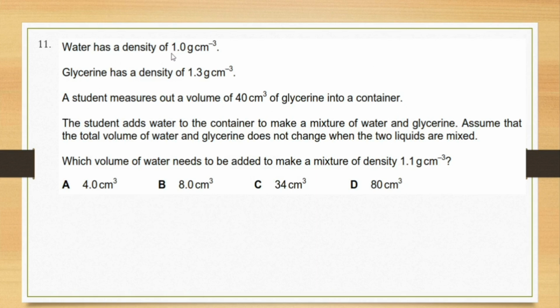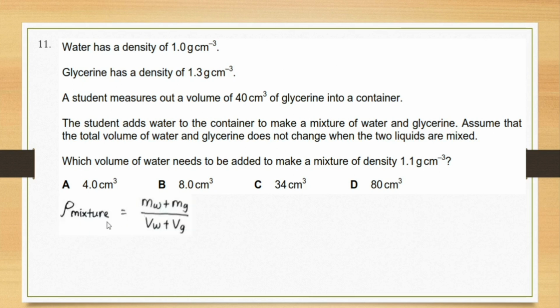Number 11. Water has a density of 1 gram per centimeter cube, and glycerin has a density of 1.3 gram per centimeter cube. We have a volume of 40 centimeter cube of glycerin in a container, and then the student adds water to the container to make a mixture of water and glycerin. Assume that there is no change in total volume when the two liquids are mixed. Which volume of water needs to be added to make a mixture of density 1.1 gram per centimeter cube?